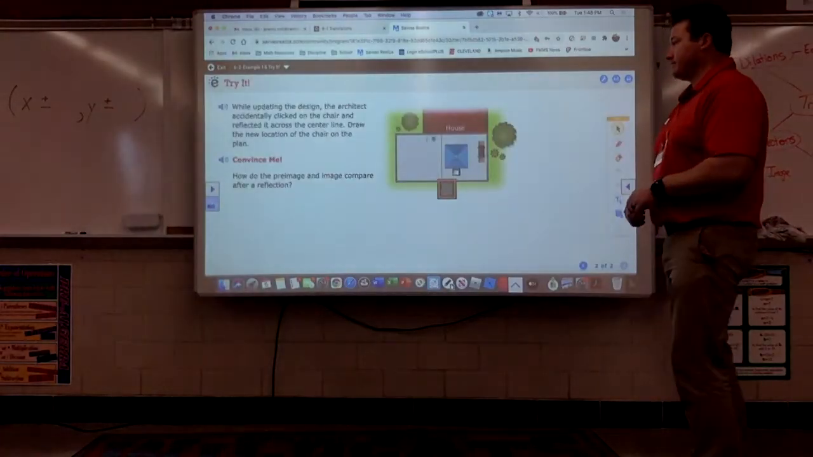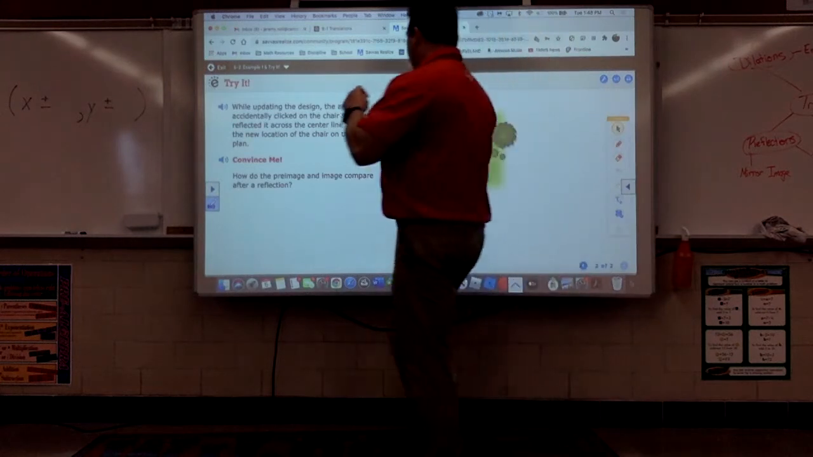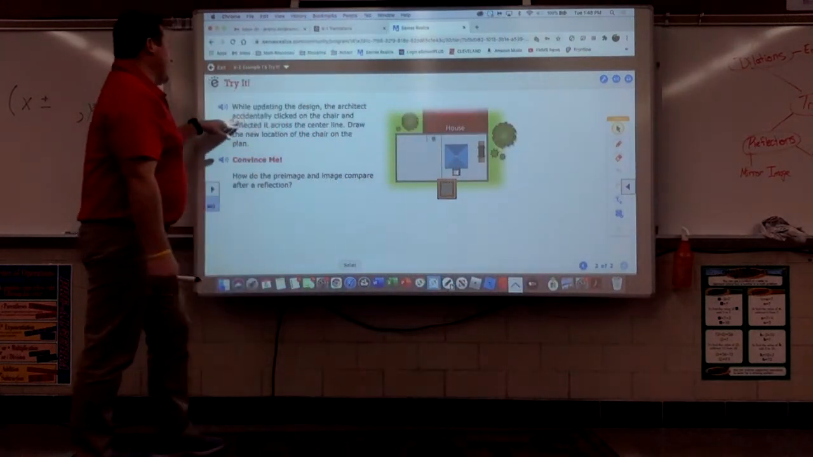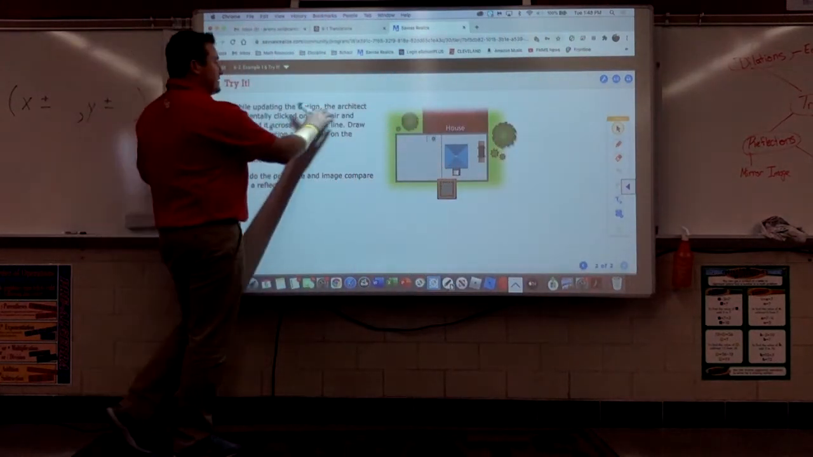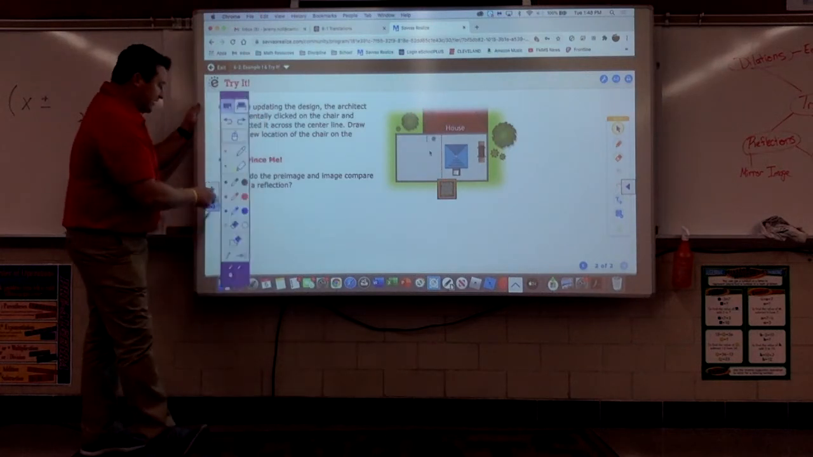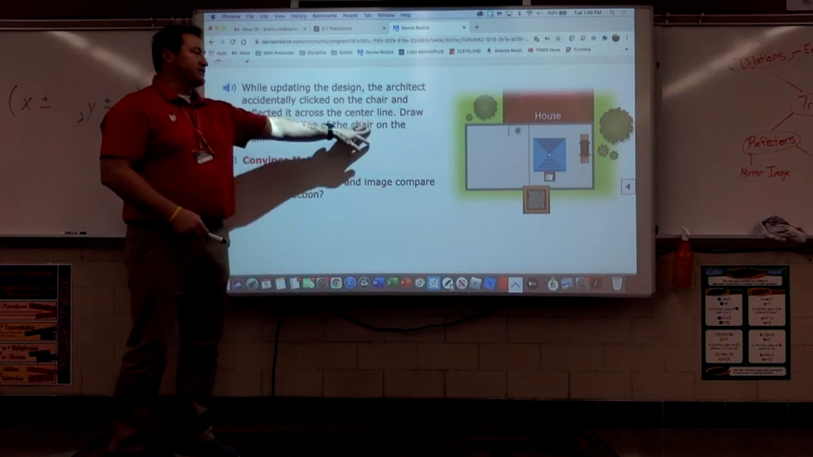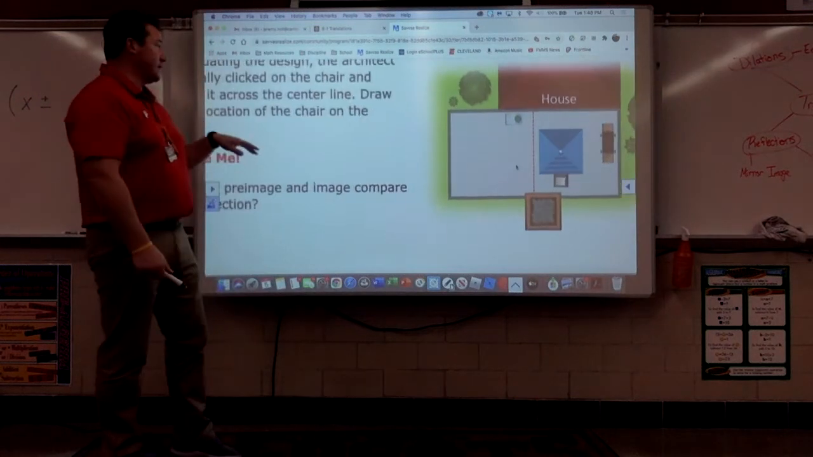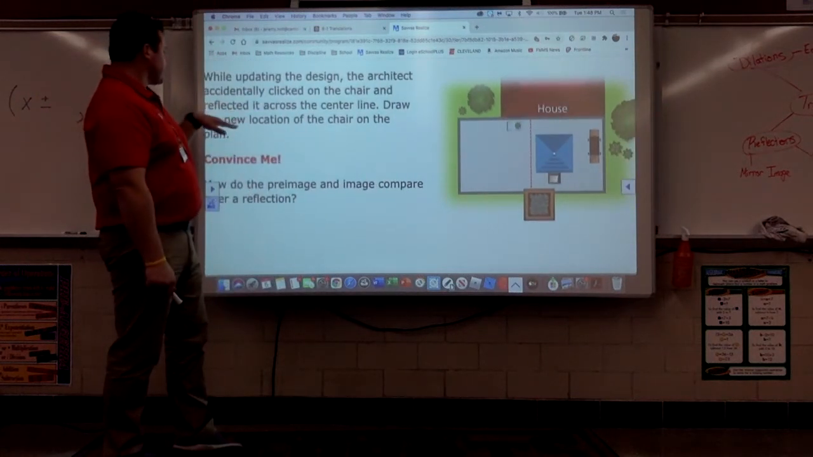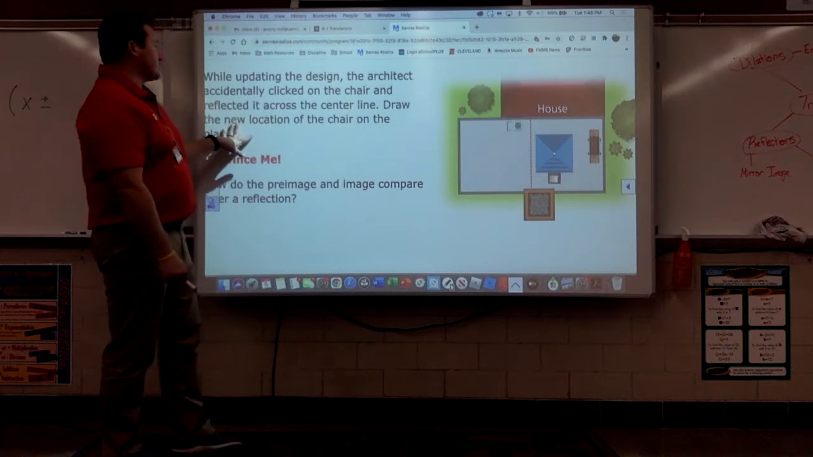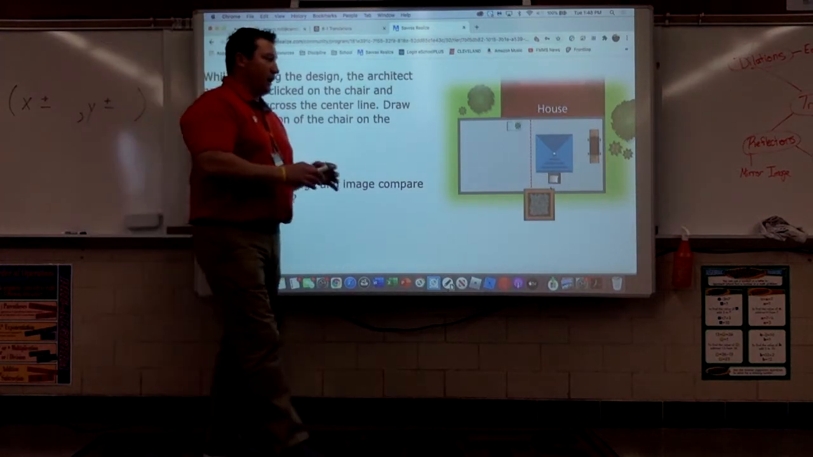Yep, it's good stuff, Mr. Knoll. All right, here we go. While updating the design, the architect accidentally clicked on the chair, and reflected it across the center line. Again, the center line is there in red. Here's the chair. Draw the new location of the chair on the plan.